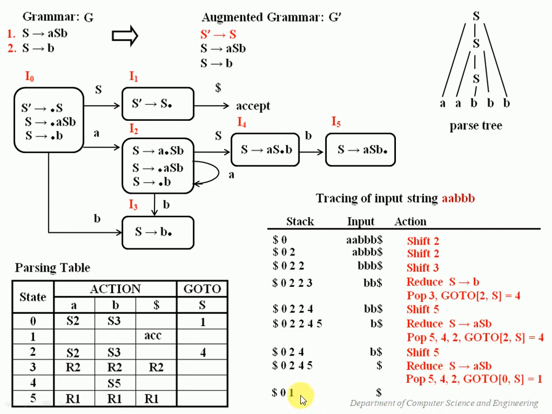So 1 on dollar. Now you have to check 1 on dollar. 1 on dollar, it is accept. So that is accept, which is making this AABBB to be accepted using this grammar. So our parsing is complete. You have traced out that this is a valid string for this particular grammar. So you have constructed the parse tree also. This is the bottom-up construction of the parse tree. So this is how you do it.